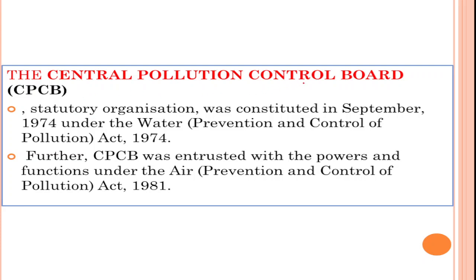Central Pollution Control Board is a statutory organization constituted in September 1974 under the Water Prevention and Control of Pollution Act 1974, and further it was entrusted with the powers and functions under the Air Prevention and Control of Pollution Act 1981.